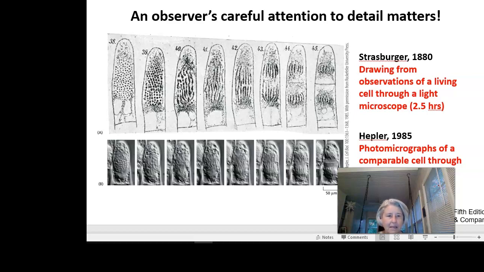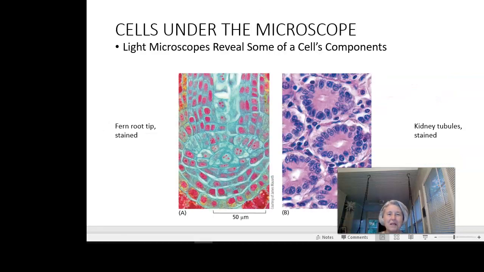This is one of the main things that we're going to be working on when we come to lab this week. When you come into our labs, whether it's this class or another one, and you look at images under the light microscope, you might see some things that look like this. The fern root tip on the left and the kidney tubules on the right, depending on the class that you're using. So in both of these cases, these are prepared slides that have been stained using some common biological stains.